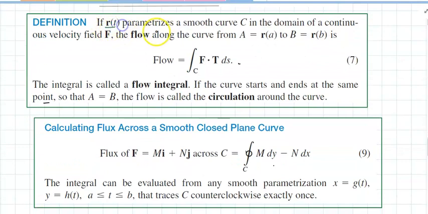If r of t is a parametric equation representing a smooth curve C, which means you're going to use r to represent the parametric equation of the curve C in the domain of a continuous vector field F, the flow, and the flow is also known as circulation, the flow is given by the integral along C of F dot T ds.